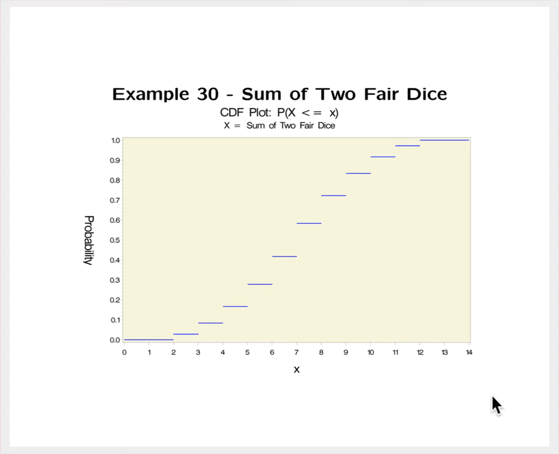Okay, so that finishes this example, and this is probably a good place to stop this particular video. And so we'll pick up the next example in the next lecture video.